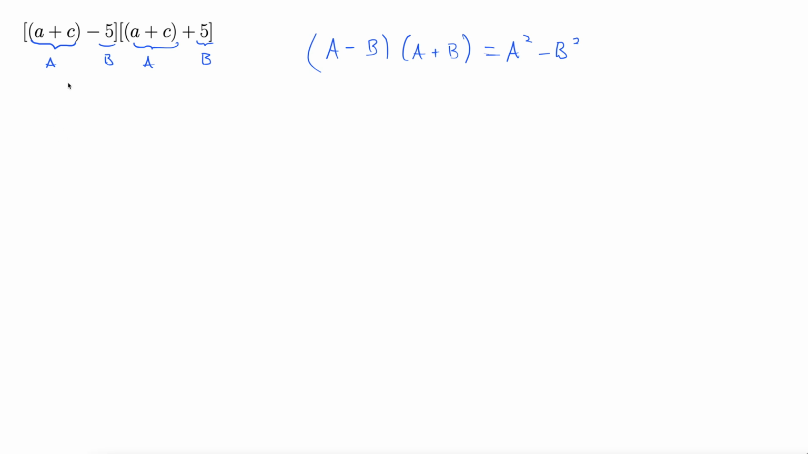Then this whole thing equals a squared minus b squared. But a is a plus c, so this would be (a + c) squared minus 5 squared. So we just let this entire term right here be a. That's the key there. Now we want to expand it and simplify things down a little bit.